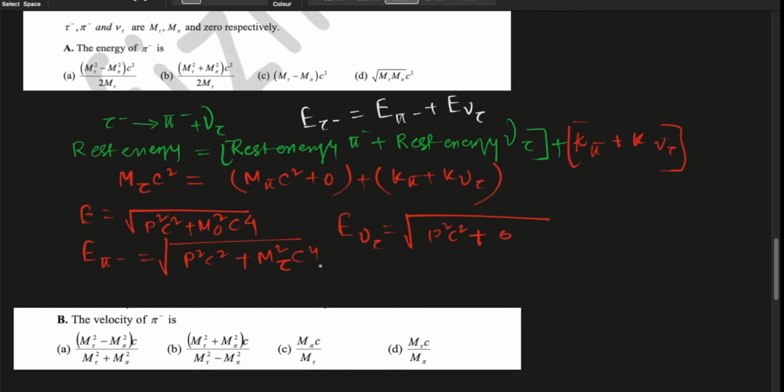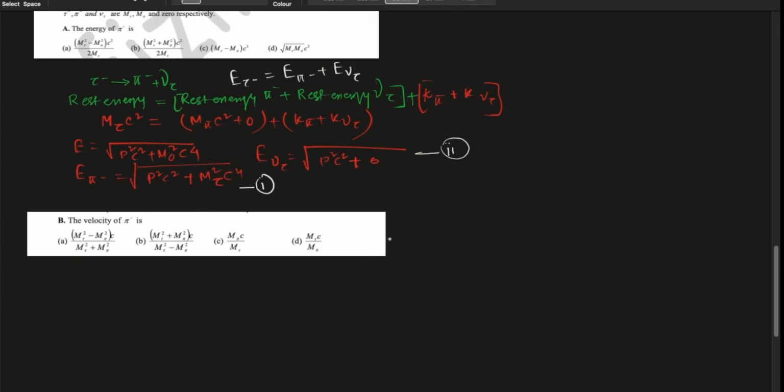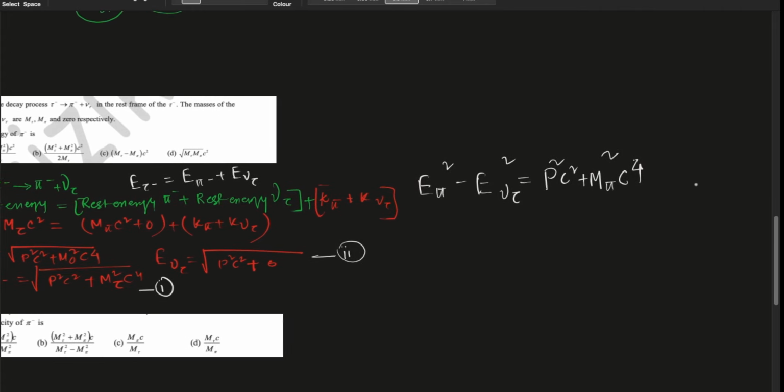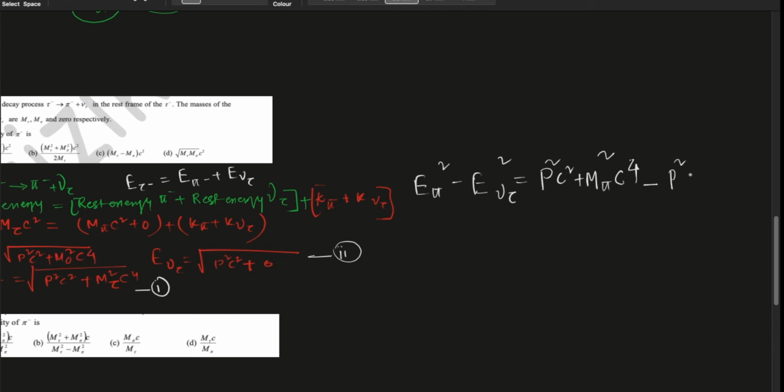Take equation 1 and equation 2 and square them, so that E pi square minus E tau square, and this will basically be p square c square plus m pi square c to the power 4 minus m tau square equal to p square c square. So this will become m pi square c to the power 4.